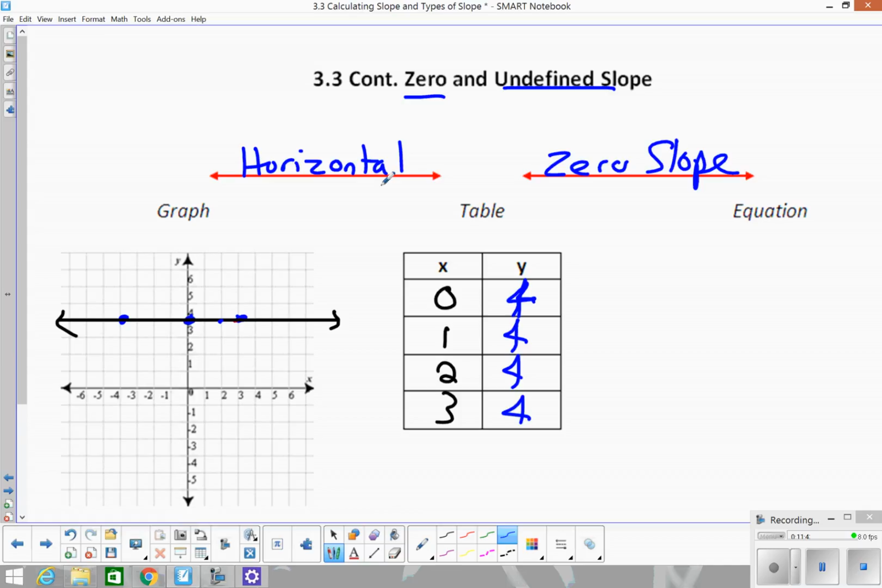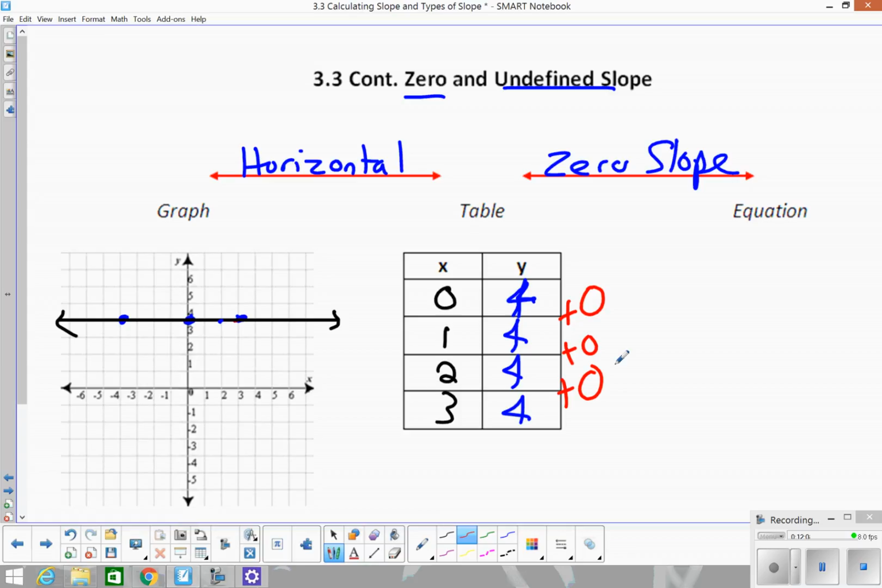or a horizontal line. Now, if you're thinking about what we did to understand the rate of change, given a table, we'll look at 4. What do you have to do to 4 to get to another 4? You have to add 0. So that 0 constant would be my slope.